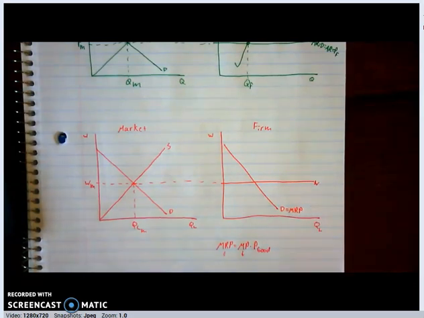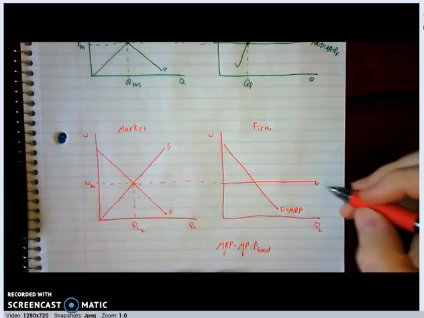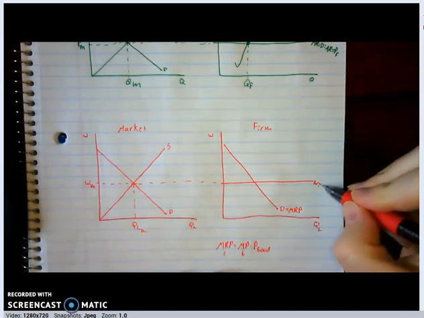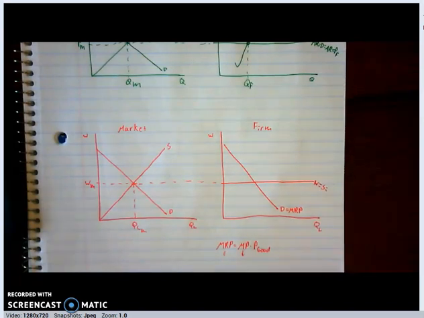Now, what else is this? This is the wage that the workers are willing to work at, so it's the wage they're willing to supply their labor at. But it's also one more thing. Remember what marginal resource cost is, or marginal factor cost. It's the extra cost to hire one more worker.